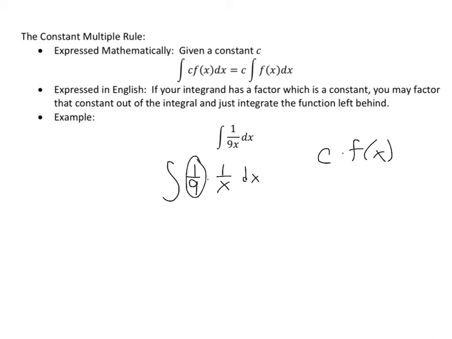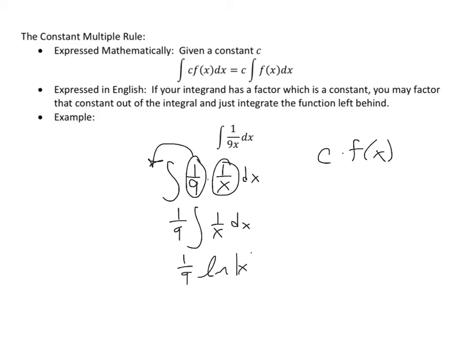1/9 is a constant. 1 over x is a function I know how to integrate. I can pull this 1/9 out and get 1/9 the integral of 1 over x dx. And then at this point, I'm back to just one of those basic rules I memorized. This is 1/9 the natural log of the absolute value of x plus c.